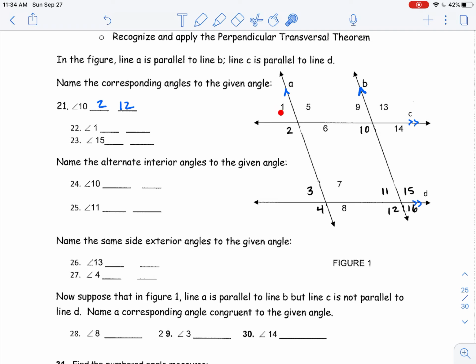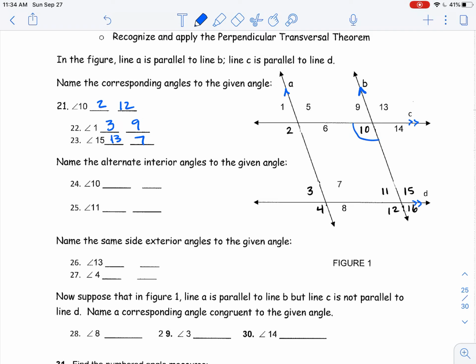For angle 1, if we're looking in this grouping here, it's going to be the top left. So it's going to match up with the top left here and the top left in this angle grouping. So that would be 3 and 9. And for angle 15, we're looking at this grouping. It's in the top right. So in this grouping, top right would be 7, and in this grouping, top right would be 13. So 13 and 7.